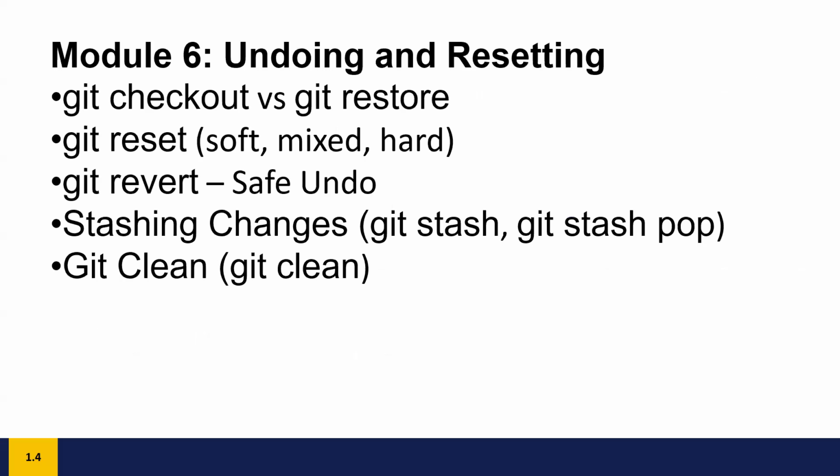Module 6 will discuss undoing and resetting. I don't want to push the changes, I want to undo the changes. Git checkout, git restore, git reset, git revert, git stashing, and git cleaning. We'll discuss undoing and resetting.